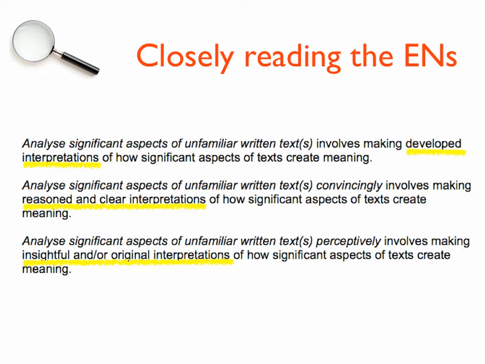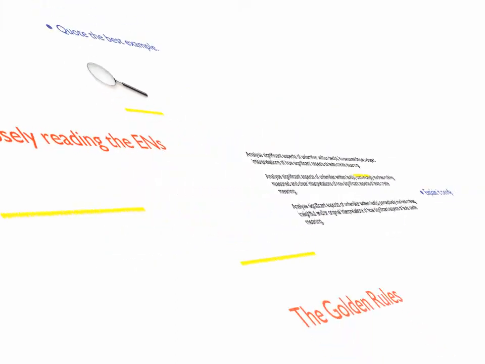For achieved, you must make developed interpretations. For merit, you must make reasoned and clear interpretations. And for excellence, you must be insightful and or original. So that tells you how you need to go about writing your answers.